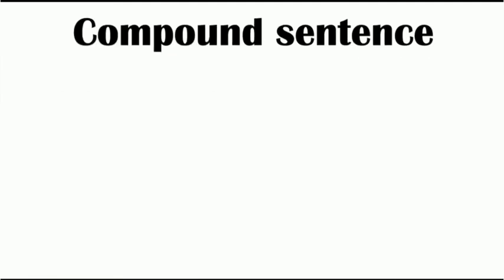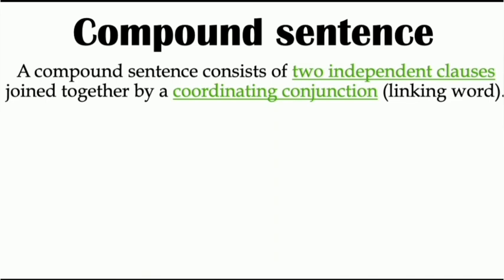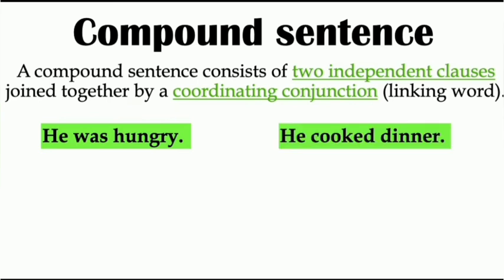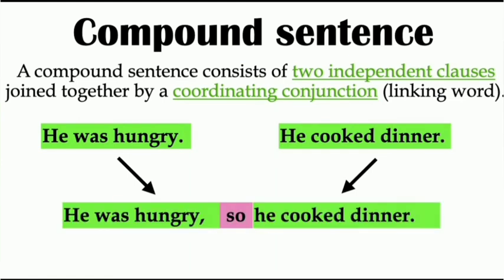Compound sentence. A compound sentence consists of two independent clauses joined together by a coordinating conjunction. Let's take a look at an example. He was hungry. This is an independent clause. He cooked dinner. This is also an independent clause. We can now join the two independent clauses by using a coordinating conjunction. Using the coordinating conjunction so allows us to form the compound sentence, he was hungry, so he cooked dinner.